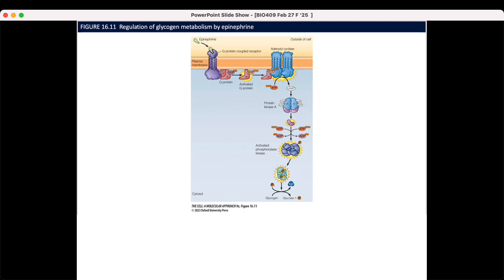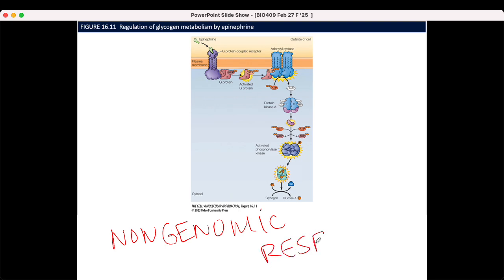Okay? For us, the reason this comes up in our course is because this is an example, and it's only one of a couple of examples that we have in our course where there's no change in gene expression. And so that happens. Cell responses can happen like that, where there's no new gene expression. And people like to call this a non-genomic response. The genome is all the DNA, and we don't need it to make this response.